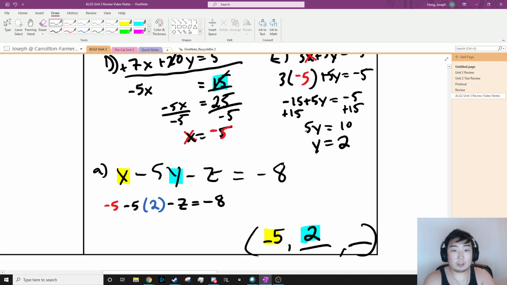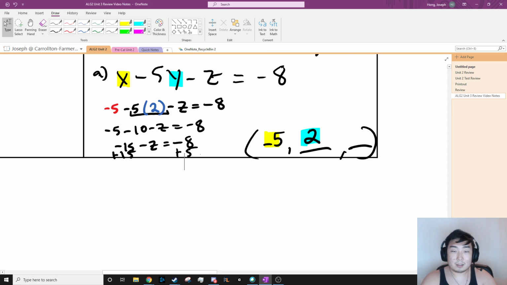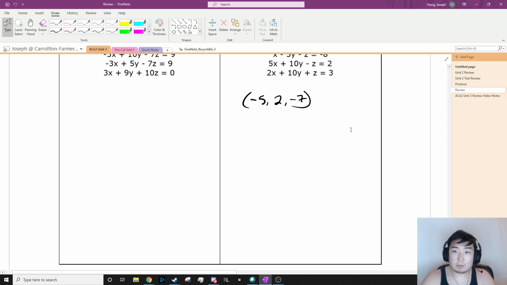So I'm going to do this operation first, which is multiplying. So negative 5 minus 10 minus z is equal to negative 8. So this is negative 15 minus z is equal to negative 8. I add 15 on both sides. So negative z is equal to positive 7. So z has to equal negative 7. Nice. Let's see if that's true. Ah, perfect.